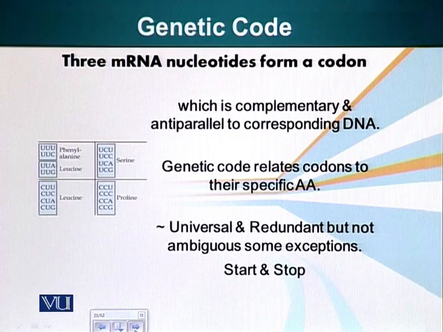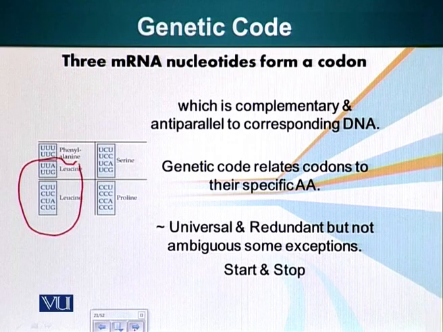Redundant means that more than one codon specifies one particular amino acid. On the screen you can see, for example, for leucine we have 6 codons. All these codons specify leucine. Wherever these codons appear in messenger RNA, leucine will be placed in the resulting protein. It is not ambiguous, meaning that these codons will only result in leucine.